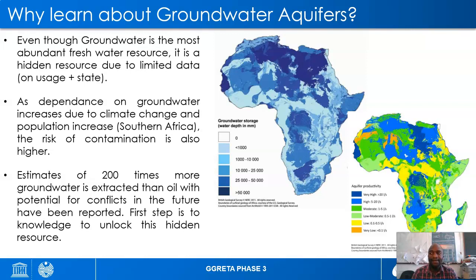And just to give an indication of its usage also, estimates have been reported that groundwater is 200 times more utilized than petroleum products, which means that it's also obviously under threat of being mined, and sustainability of this resource is threatened. So it means that we need to really unlock and understand this resource for us to manage it properly.